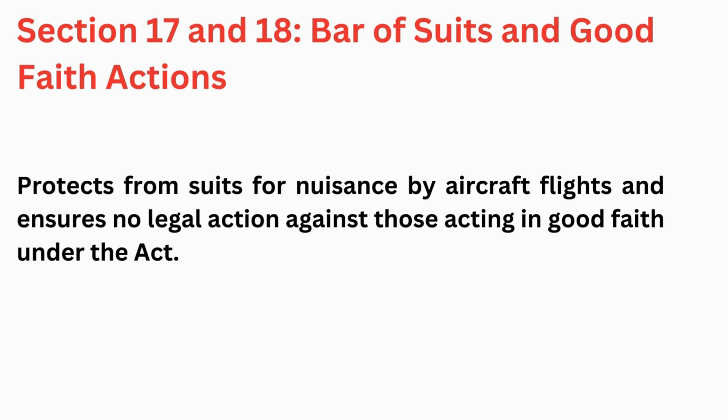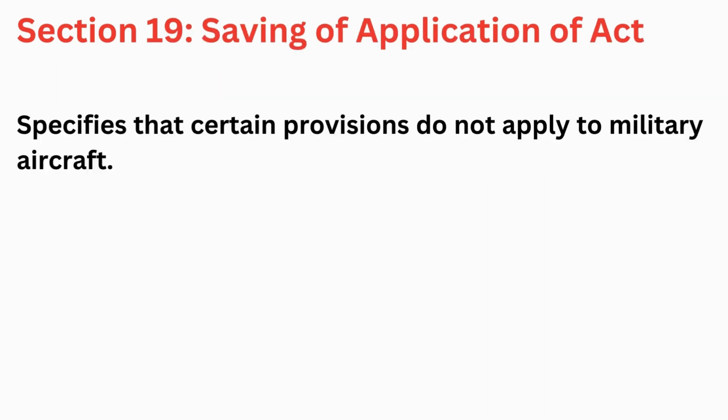Section 17 and 18, bar of suits and good faith actions. Protects from suits for nuisance by aircraft flights and ensures no legal action against those acting in good faith under the Act. Section 19, Saving of Application of Act. Specifies that certain provisions do not apply to military aircraft.